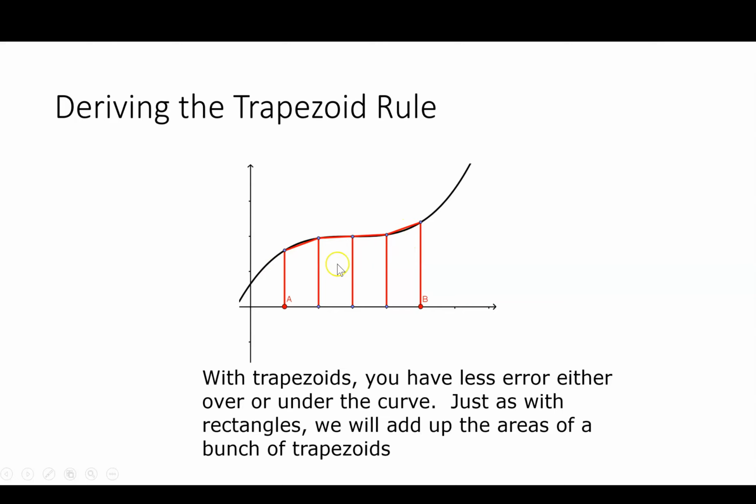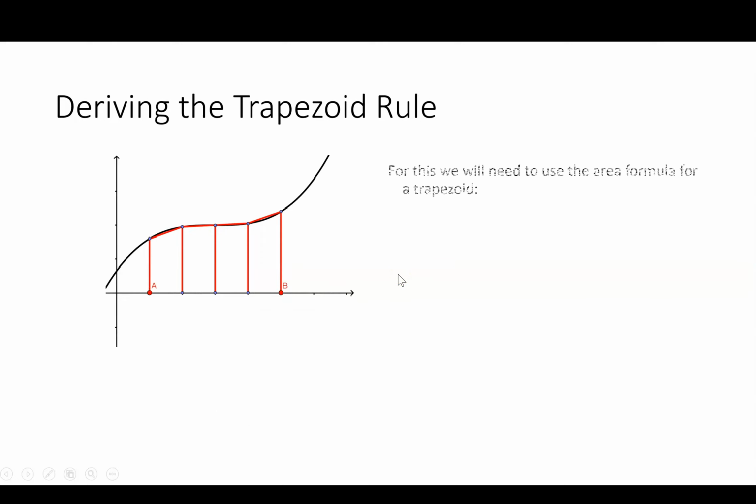So we're going to do a similar method, though. We're just basically going to find the areas of these different trapezoids and add them up, just like we were doing with rectangles. To do that, though, we're going to need to use the area formula for a trapezoid. So we kind of have to go back to geometry here and remember that the area of a trapezoid is equal to 1/2 times the sum of these two bases, base 1 plus base 2 times the height.